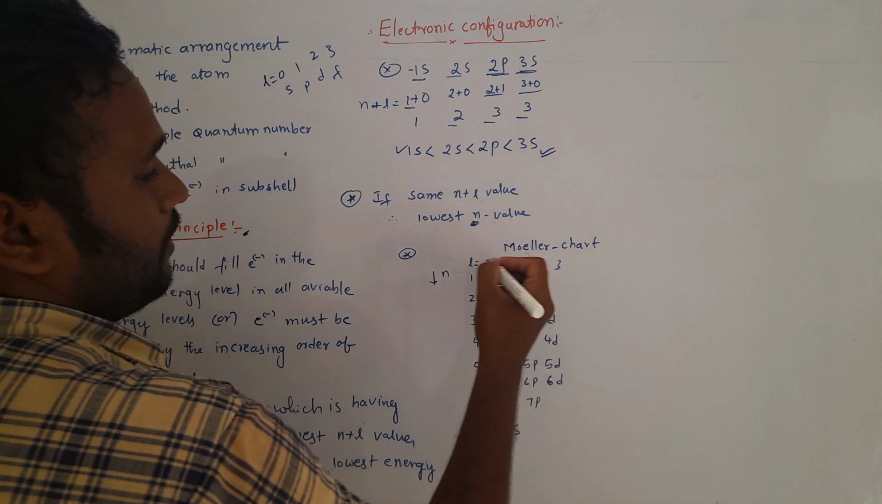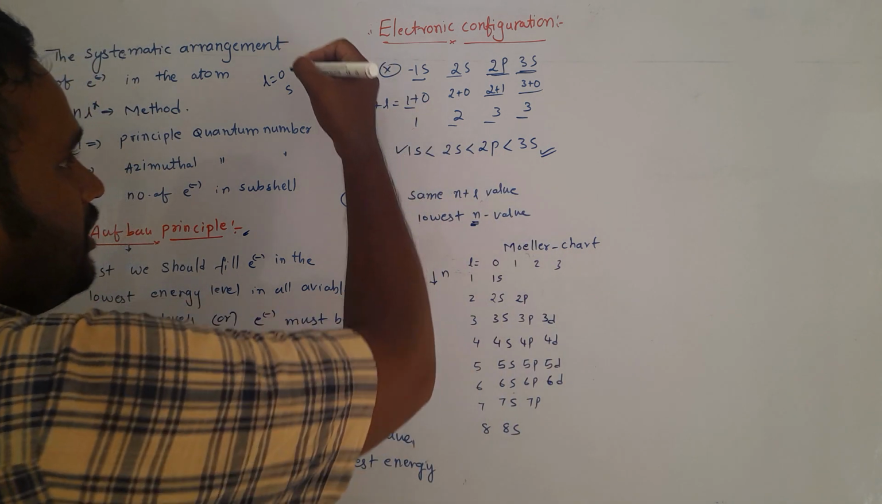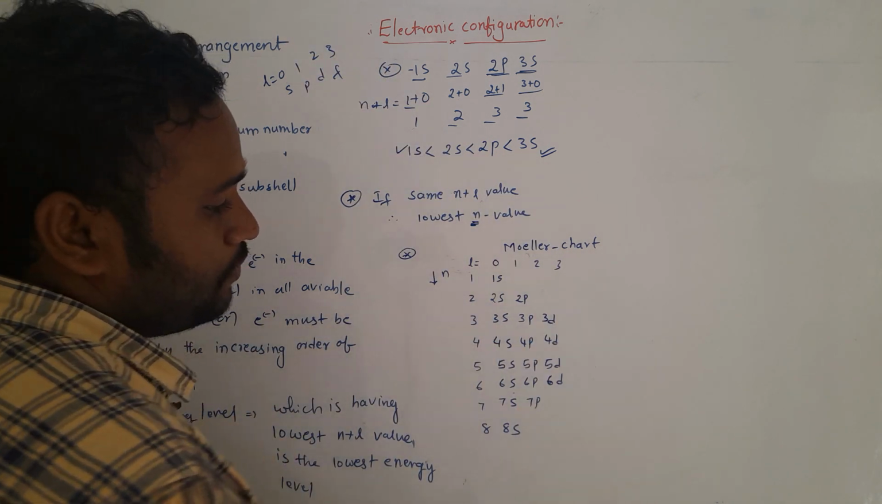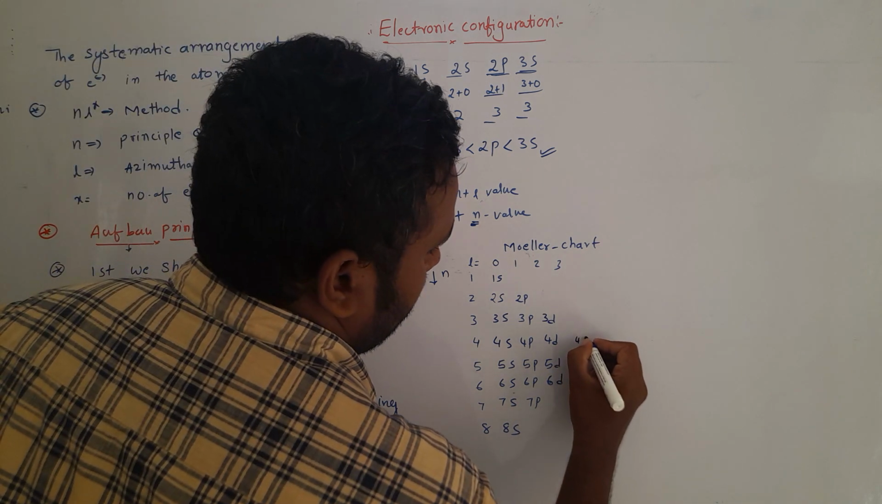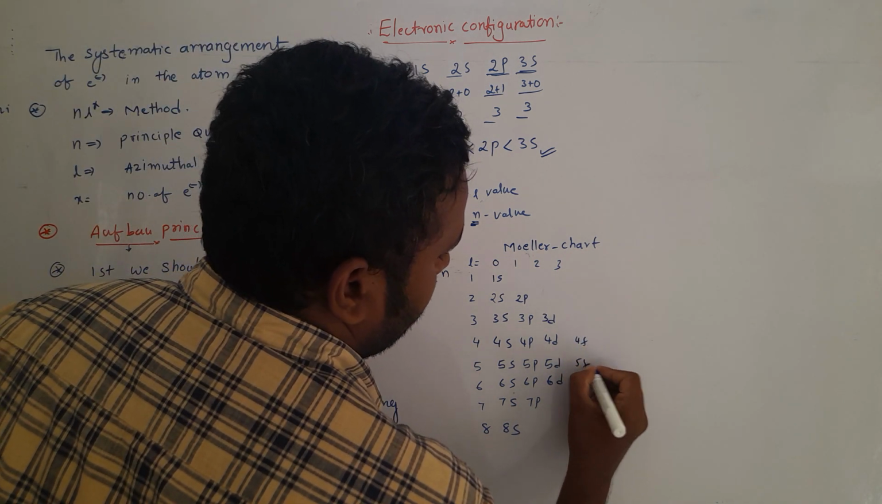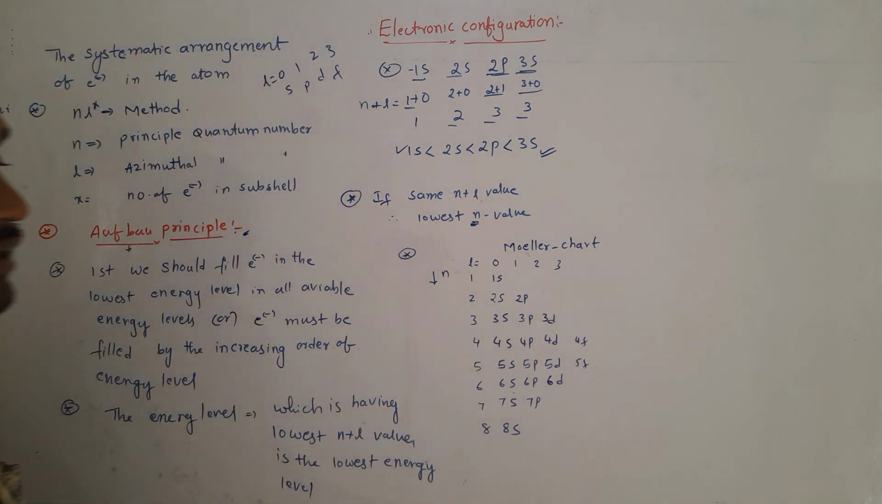Next, l equal to 3. l equal to 3 means f subshell. The f subshell starts with the fourth shell. So 4f, 5f. The first, second and third shells do not contain any f subshell.